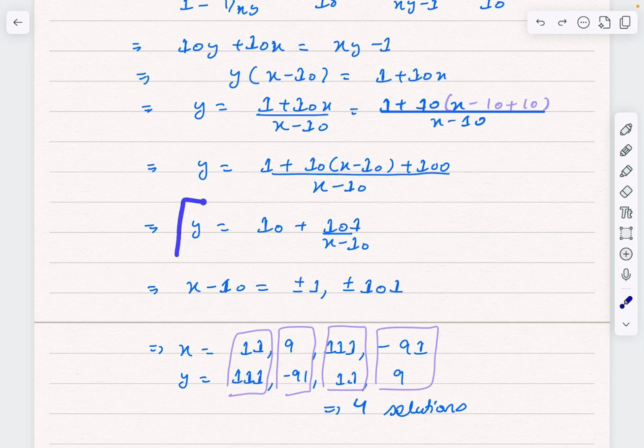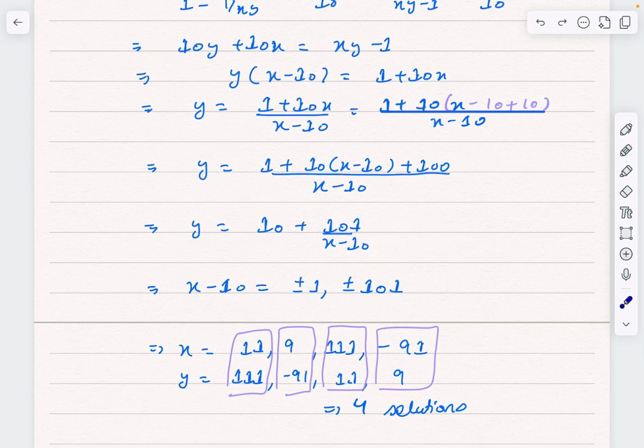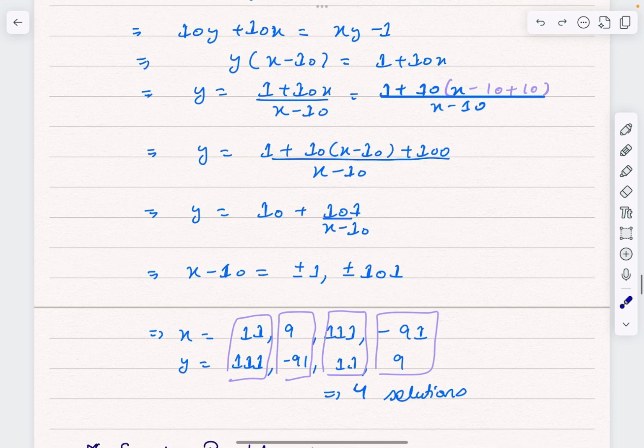Now, if you want y to be integral, x minus 10 has to be a divisor of 101. That's all. You will see 101 is a prime number, so the only possibilities will be plus or minus 1, or plus or minus 101. Now you can solve it.